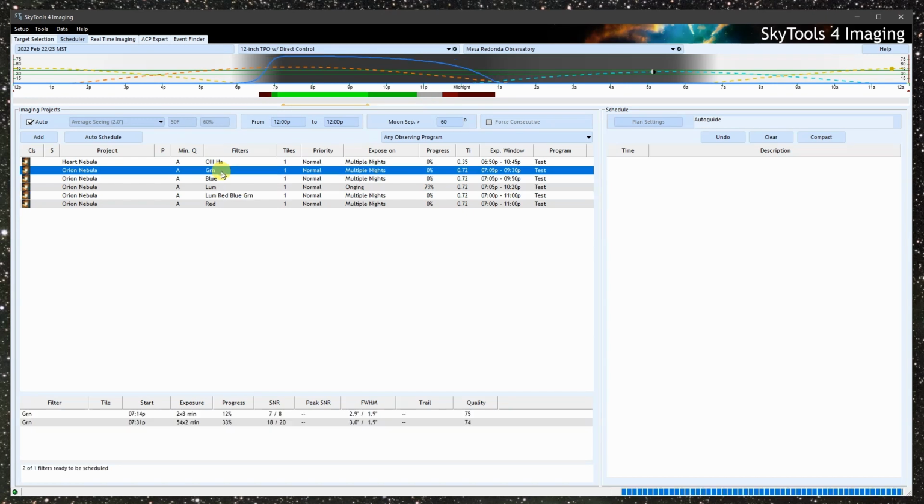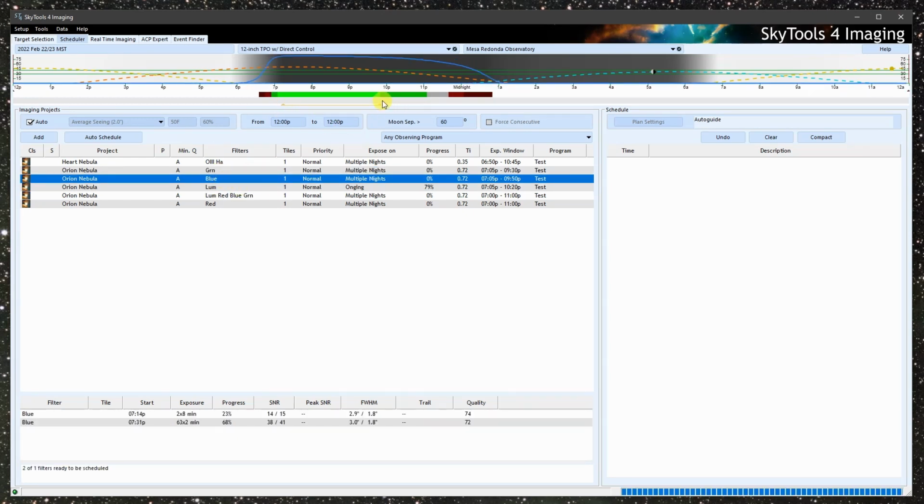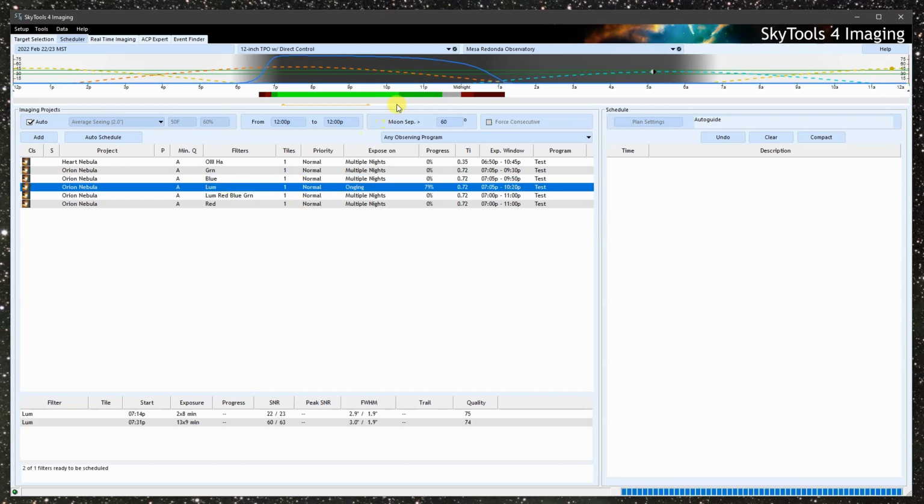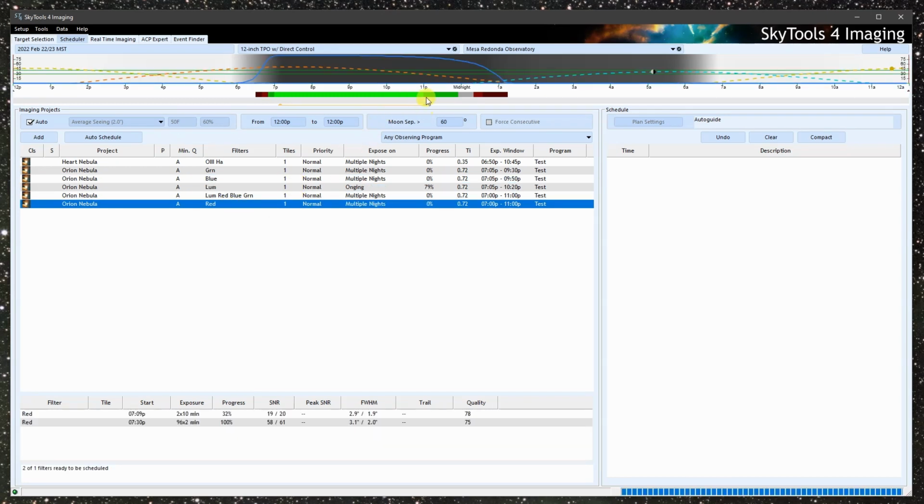Let's look at the green filter. It's pretty short. The blue is a little bit longer. The luminance is longer still, but the longest is the red. And that has to do with our weather settings. It has to do with the properties of the object and the properties of our telescope. That's just how it works out.